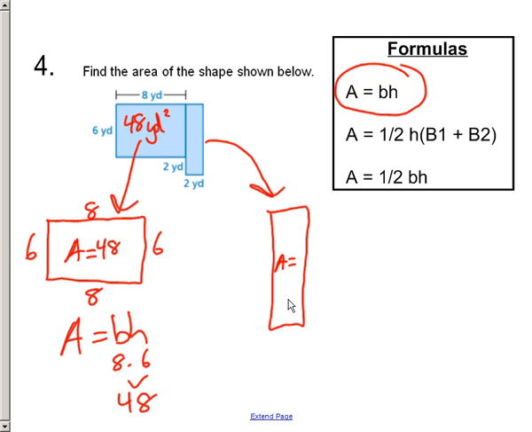And what do we need to find? We need to find the base and the height. So let's see if we can do some problem solving to do that. Let's start with the base. That is right there for us. So we'll put down 2 yards is our base. And now let's figure out the height.